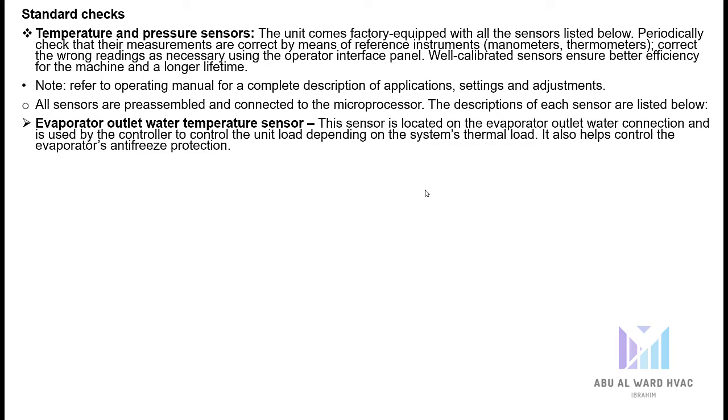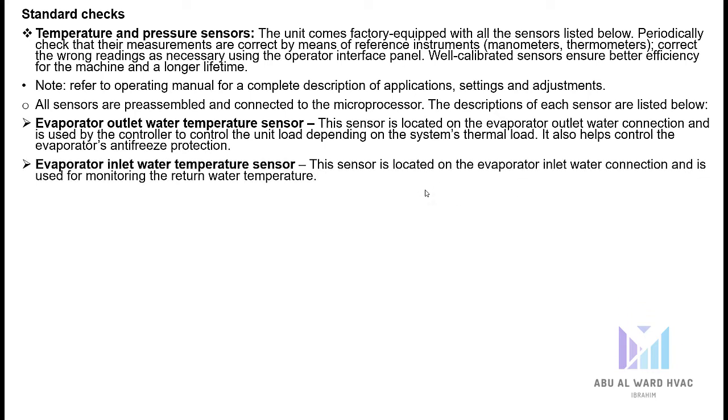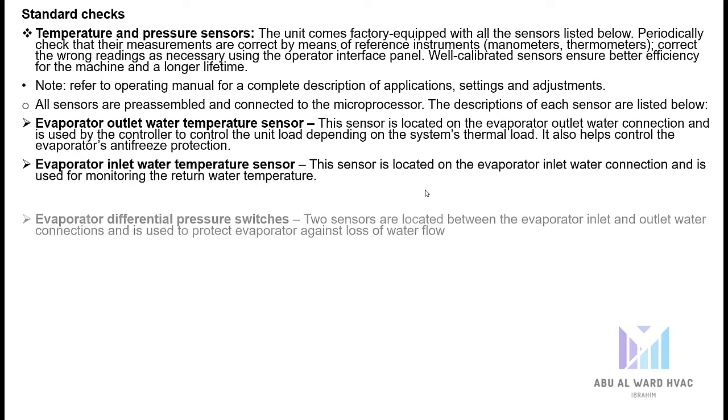We have the evaporator outlet water temperature sensor, which is located on the evaporator outlet water connection and is used by the controller to control the unit load depending on the system thermal load. It also helps control the evaporator antifreeze protection. We have the evaporator inlet water temperature sensor. This sensor is located on the evaporator inlet water connection and is used to monitor the return water temperature.